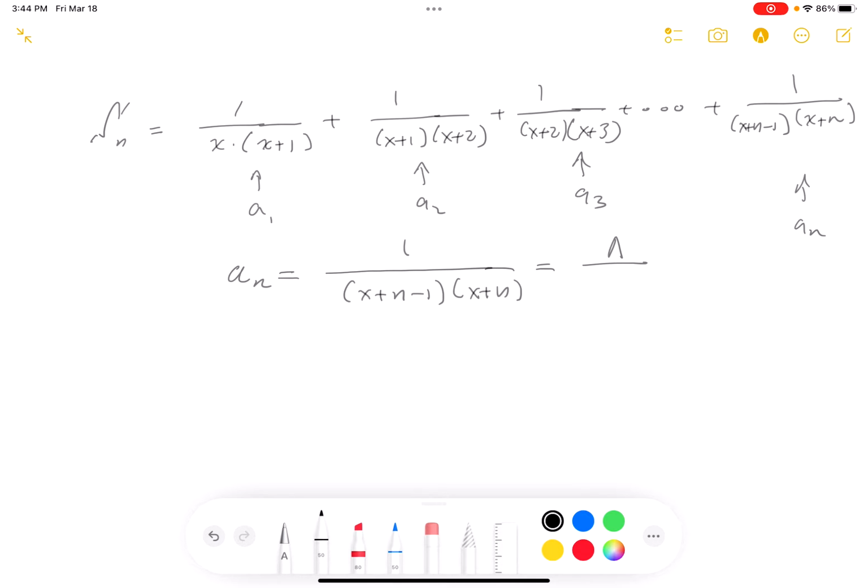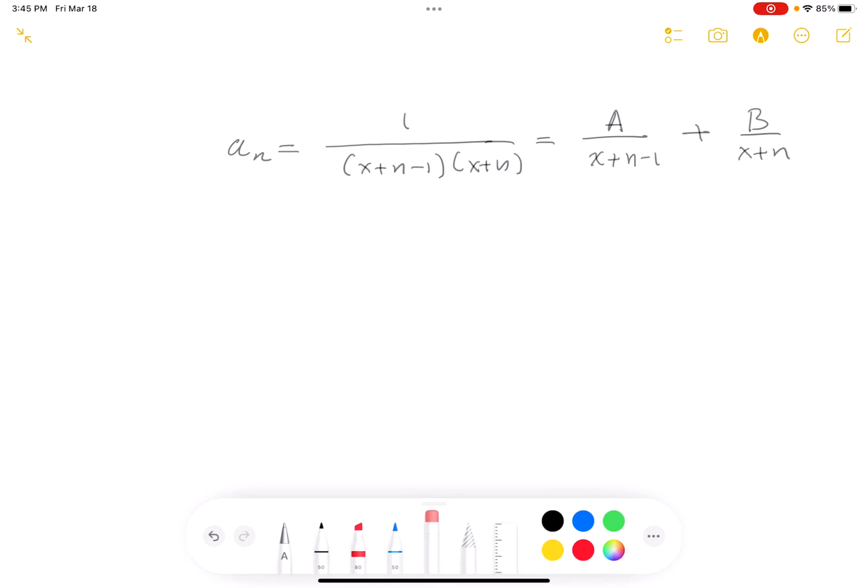And as we've done in the past, we'd write this using partial fraction decomposition. Let me get my eraser out. And let's see if we can do that. I'll clear the fraction, and you would get 1 equals a times x plus n plus b times x plus n minus 1.